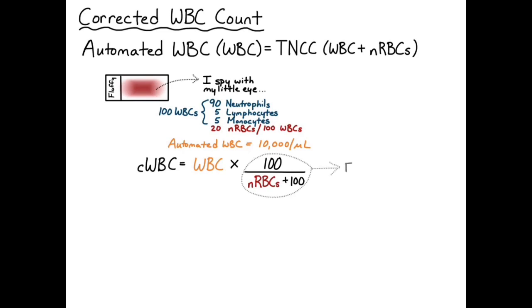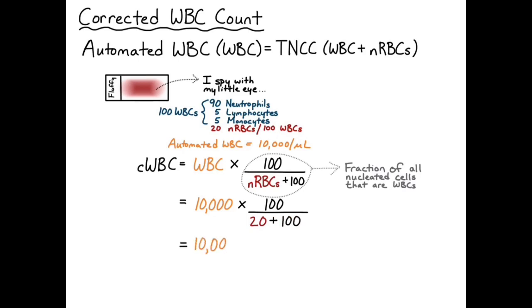So this last fraction, the 100 over the NRBCs plus 100, this represents the fraction of all of the nucleated cells that are white blood cells. Okay, so let's plug in our numbers, 10,000 for the white blood cells and 20 for the NRBCs. And then you can calculate the fraction of nucleated cells that are white blood cells. And then you multiply the automated white blood cell count by the fraction of all nucleated cells that are white blood cells, and then you get your actual white blood cell count, which is 8,300 white blood cells per microliter.